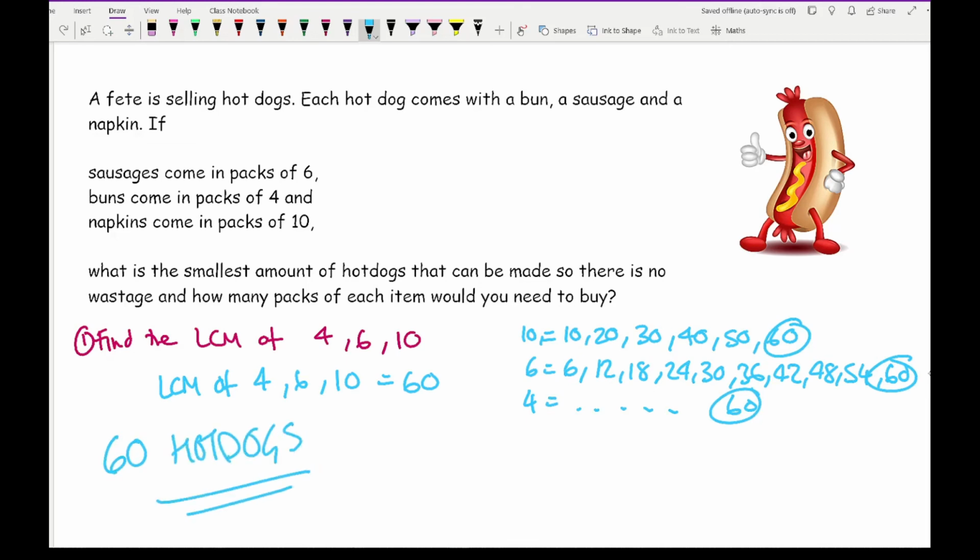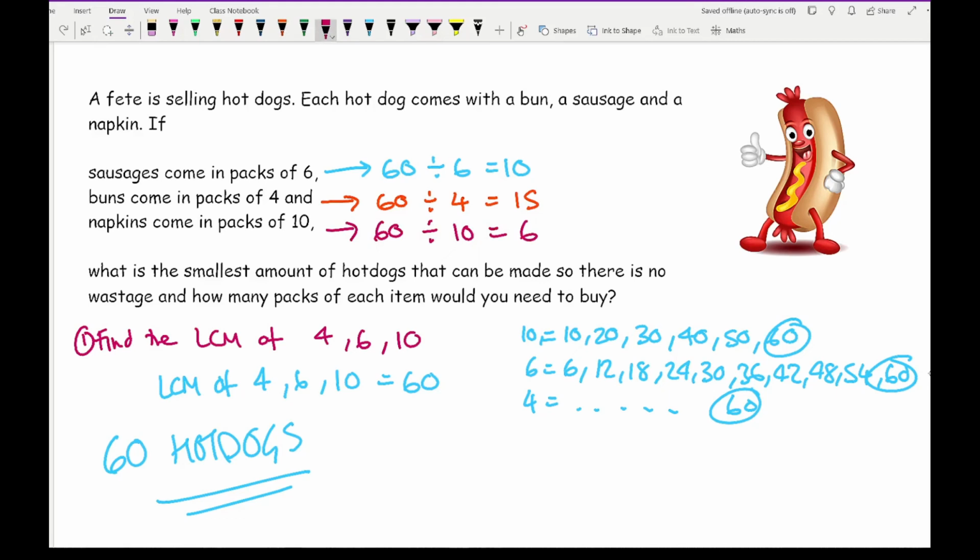Now, to make 60 hot dogs, how many of each pack do I need? Well, if sausages come in packs of 6, then I need 60 divided by 6, which equals 10. So I'm going to need 10 packs of sausages. For the buns, I do 60 divided by the pack size, which is 4, and that's 15. And for the napkins, that's 60 divided by 10, which is 6.